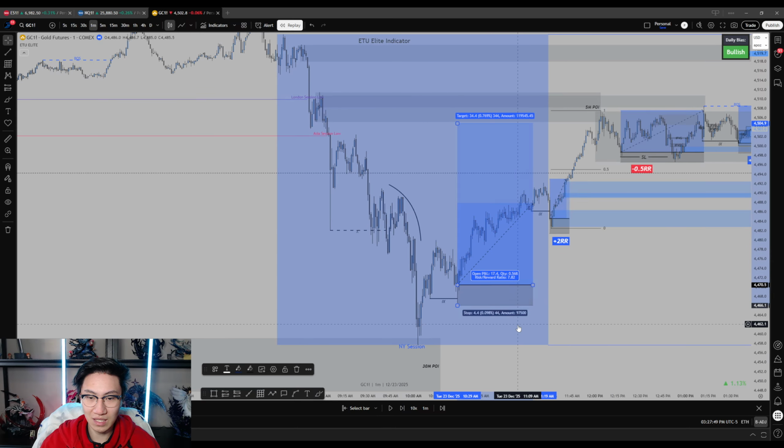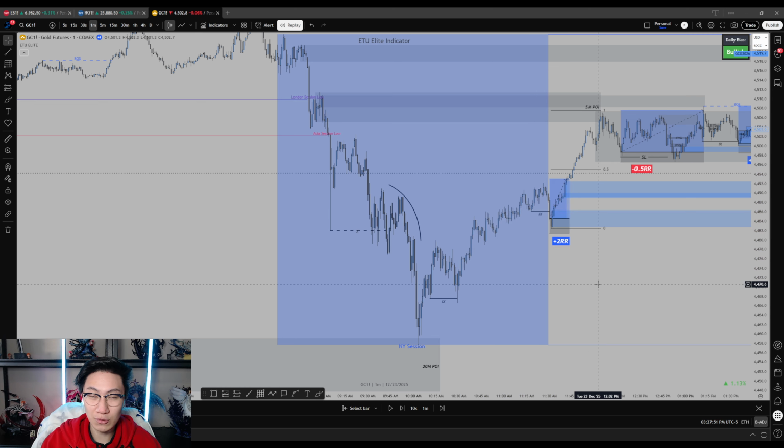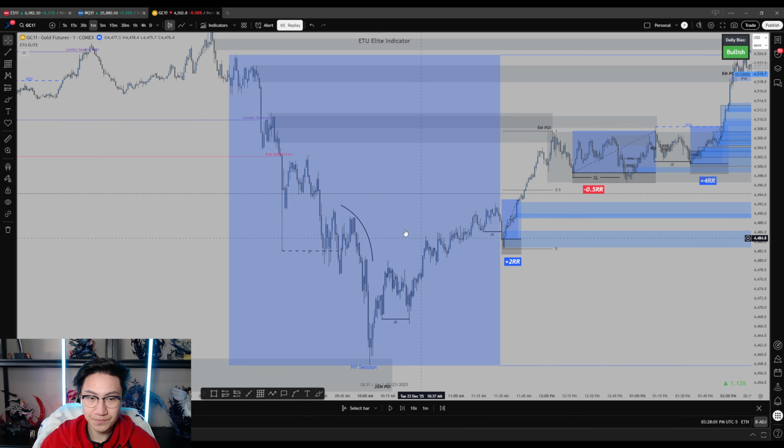So this would have been your setup here. If you took the stop runner, you could have got 8 risk to reward, which is insane, right? In a span of just an hour and 30 minutes. Most strategies cannot make that in an hour and 30 minutes, or even a week. So that's a great trade here.